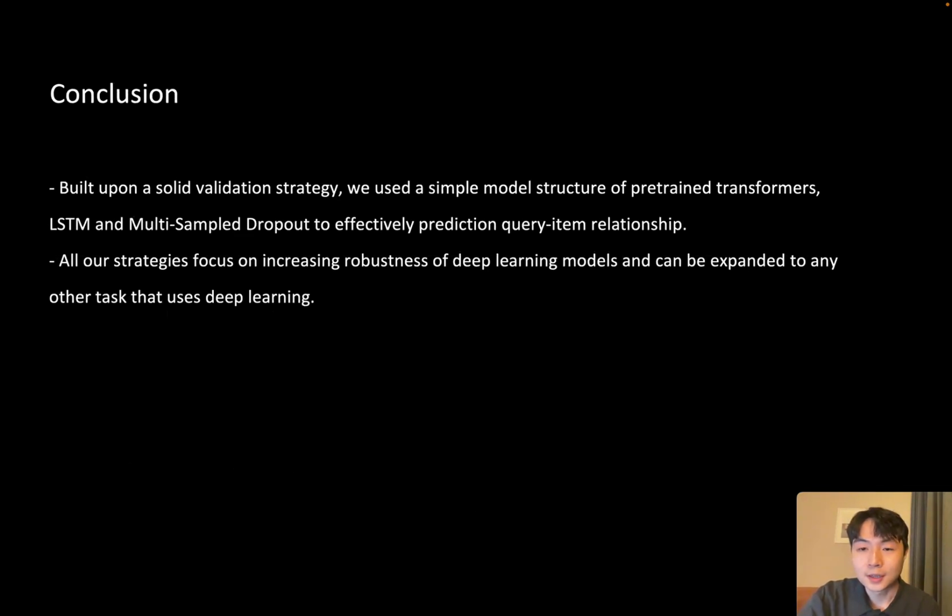So today we discussed our approach of effectively capturing the relationship between search queries and shopping items as part of our 10th place solution in KDD Cup 2022. Built upon a solid validation strategy, we used a simple model structure of pre-trained transformers, LSTM, and multi-sample dropout to effectively predict query-item relationship. All of our strategies focus on increasing robustness of deep learning models and can be expanded to any other task that uses deep learning.